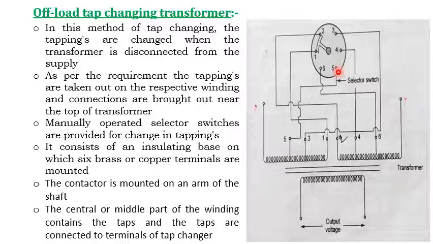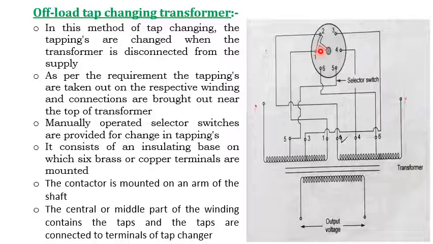Now it consists of an insulating base on which 6 brass or copper terminals are mounted. See, this is the insulating base on which 6 brass or copper terminals are mounted, and these are the copper terminals. These are brought out from the winding itself, and a contactor is mounted on an arm of a shaft. Now this is a contactor.